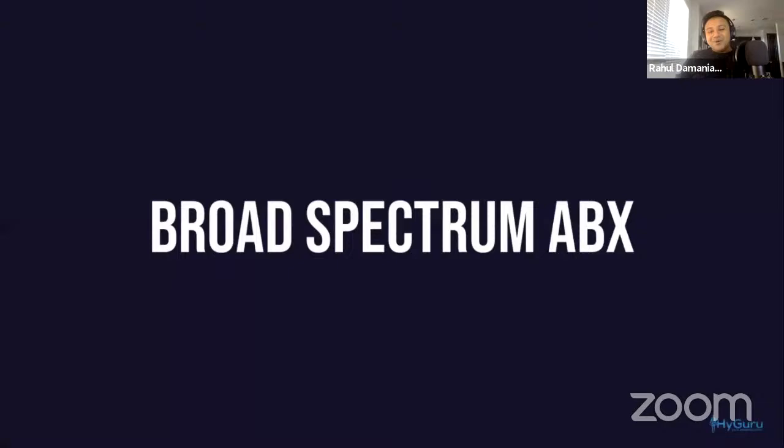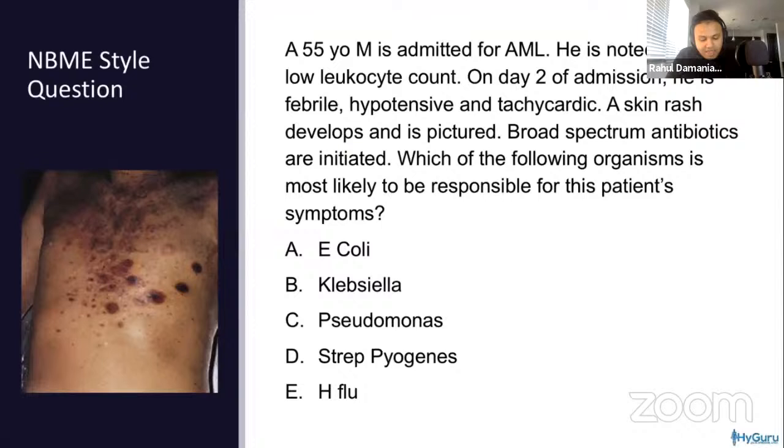Let's talk about this vignette. A 55-year-old male is admitted for acute myelogenous leukemia. He is noted to have a low leukocyte count. On day two of admission, he is febrile, hypotensive, and tachycardic. So guys, he's in septic shock. Put that in your mind. He's immunocompromised and has septic shock. A skin rash develops and is pictured. Broad spectrum antibiotics are initiated. Which of the following organisms is most likely responsible for this patient's symptoms? E. coli, Klebsiella, Pseudomonas, Strep pyogenes, or H. flu?